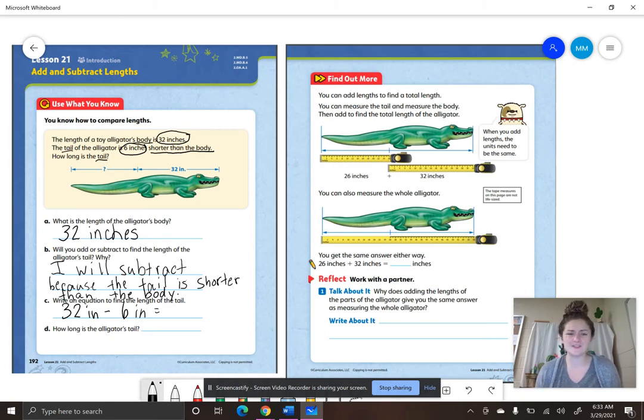So we need to solve this problem. Do you know what I'm going to do to solve this problem, Smarties? I'm going to draw a picture. So 32. How many tens are in 32? 3 tens. So 10, 20, 30.